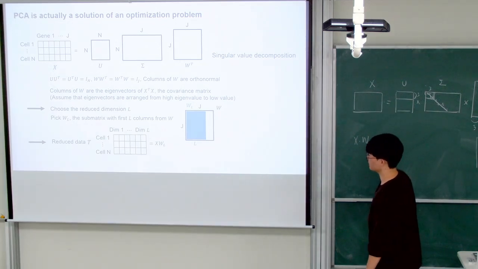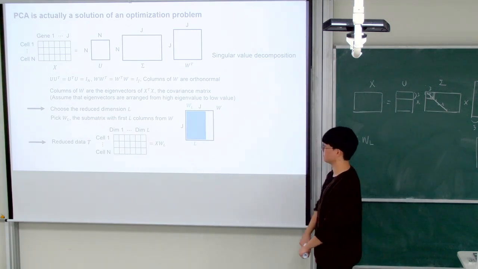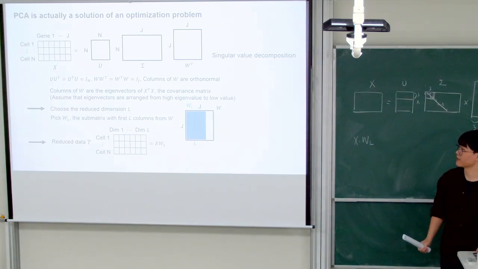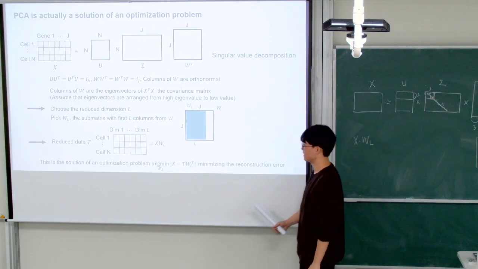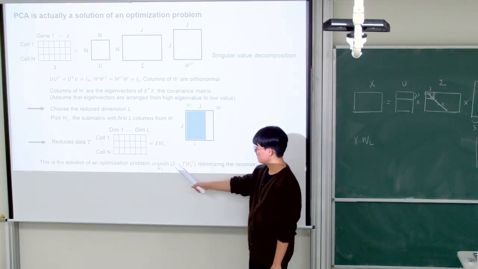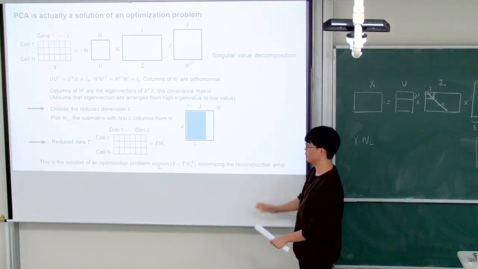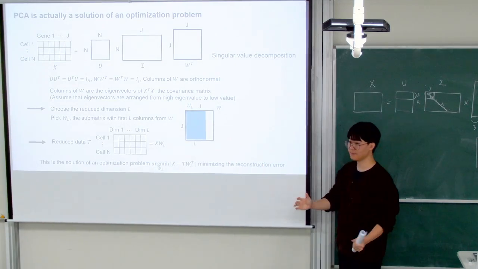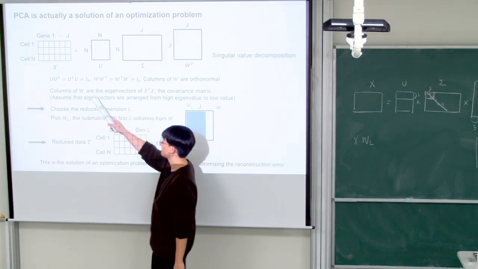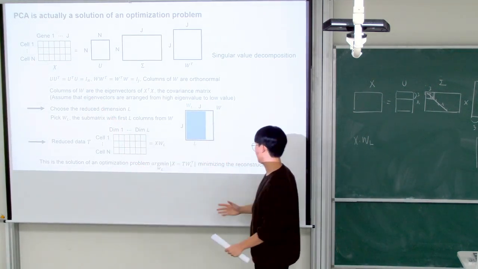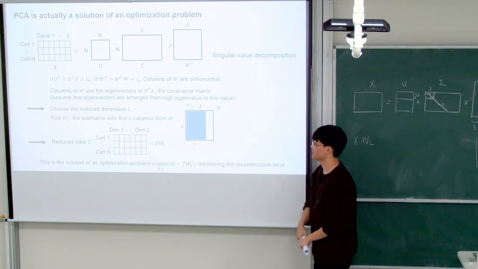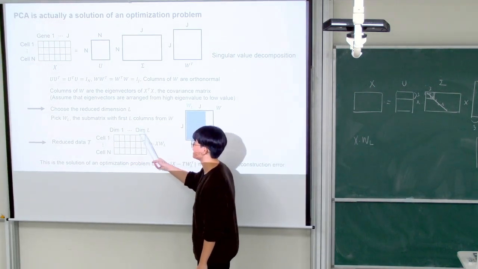Yeah, this was the idea of PCA. And the surprising thing is that this T, with W_L, is the reduced data which minimizes the reconstruction error. Meaning that from the original data we reduce the dimension, and there should be some error. What minimizes the error is this reduced data T.